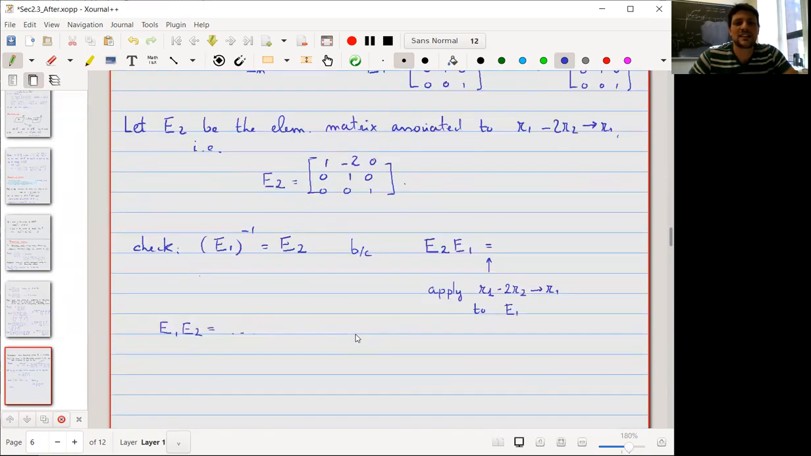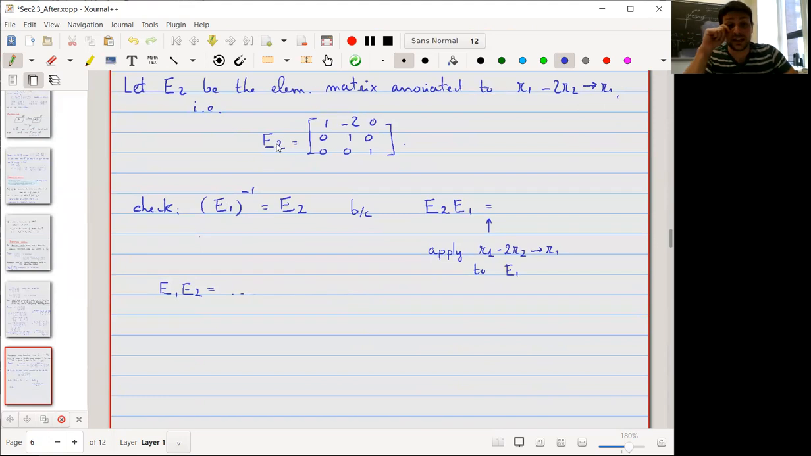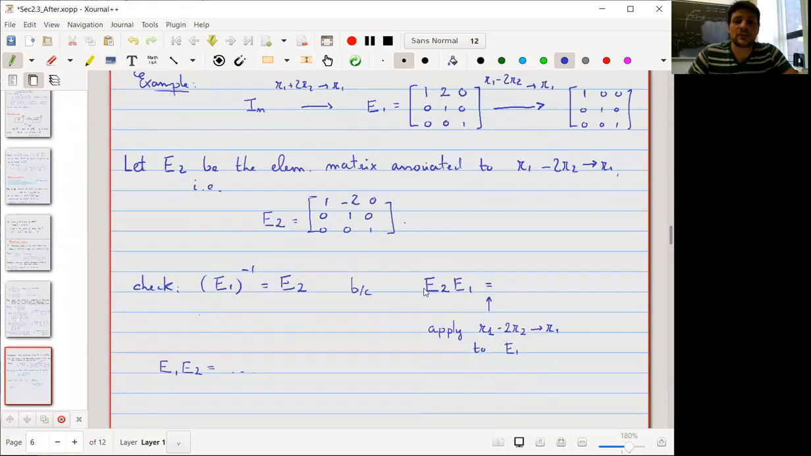Let's check that these matrices E1 and E2 are inverses of one another. Well, to check that they're inverses, I need to apply E2 to E1. Multiplying E1 by E2 on the left is the same as applying the transformation R1 minus 2R2 to E1. If I do that, this is my matrix E1. I subtract twice the second row from the first, I get exactly the identity.